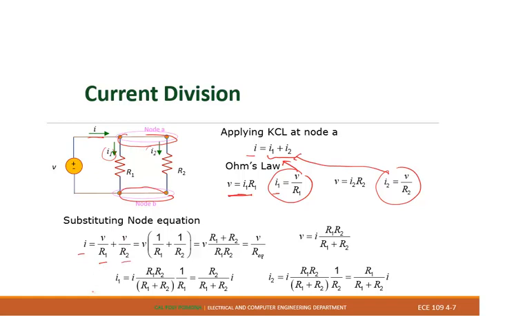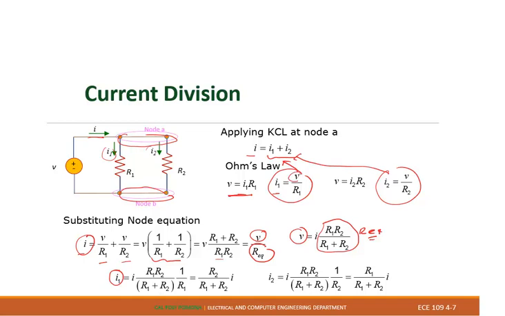Combine them together. We can see this is the parallel of two resistors. If you make the denominators equal, I will be equal to V over R equivalent of the two parallel resistors. Then if you want to find V, we can see I times R equivalent is equal to V. So this is the combination of the actual resistor values, R equivalent, as you can see here.